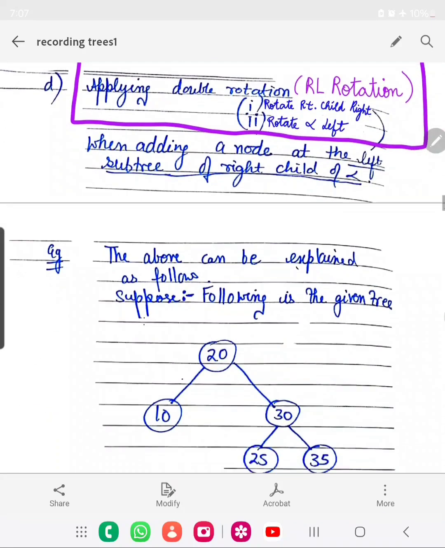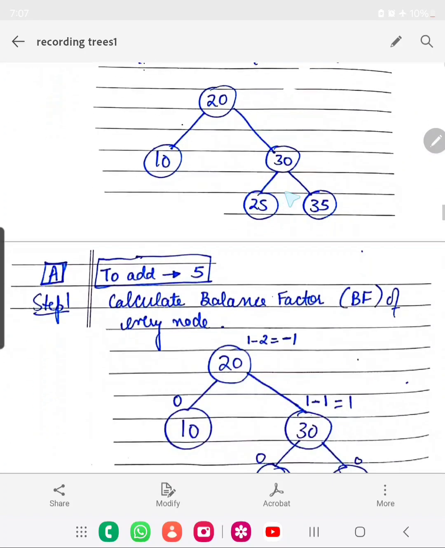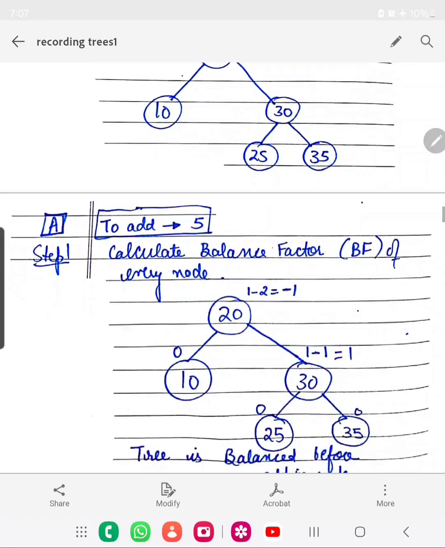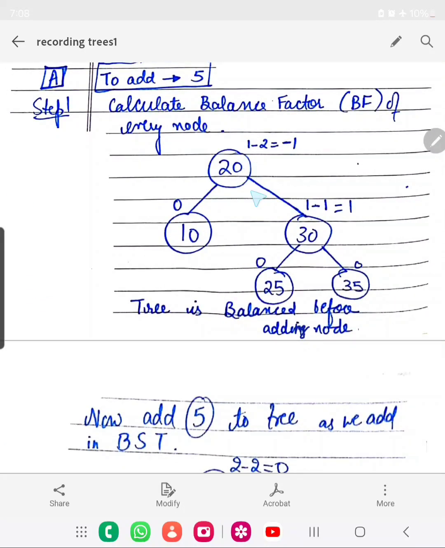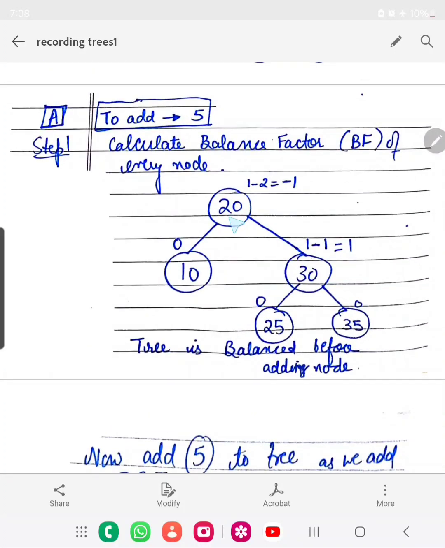Now all of these above rotations can be explained by taking the same tree which was having values 20, 10, 30, 25 and 35. Let's say we want to add 5. So before adding, let's check the balance factor. The balance factor of 20 is -1. The balance factor of 10 is 0, 30 is 1, 25 is 0, 35 is 0. Now, after finding the balance factors, all the nodes are either 0, 1 or -1, so it is balanced. Now we add 5 to the tree. First thing, since it is a binary search tree, where will 5 be added?